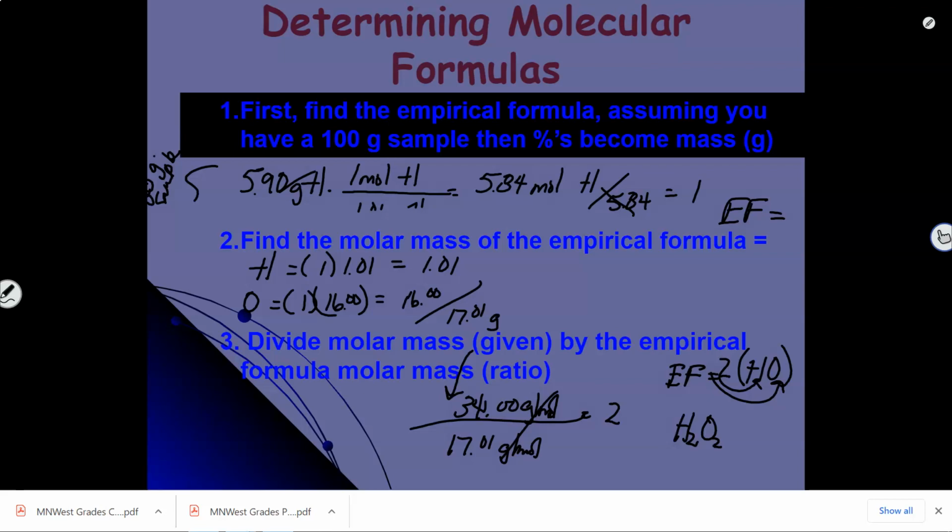So what we're doing is comparing the molar mass given, and they have to give it to you in the problem, to the molar mass of the empirical formula. How many times it goes in there, you need to multiply the empirical formula subscripts by that value.